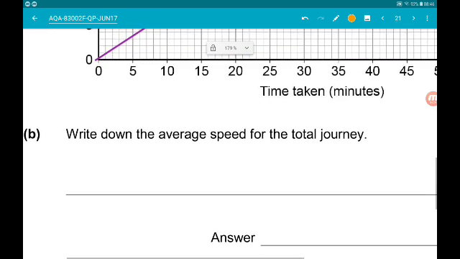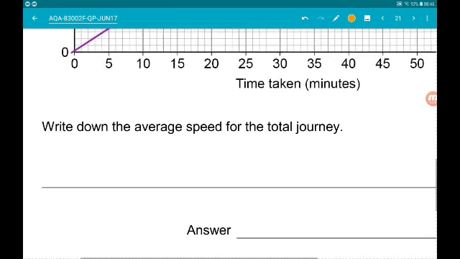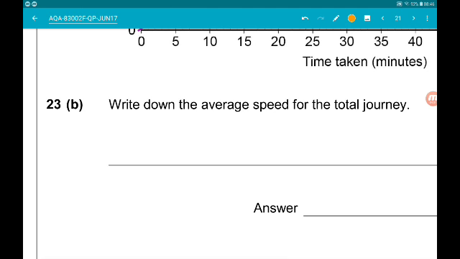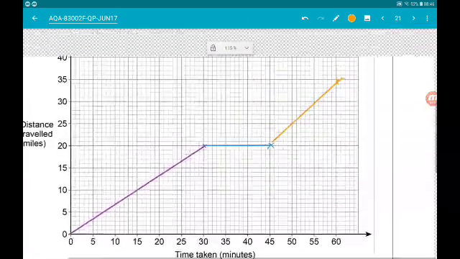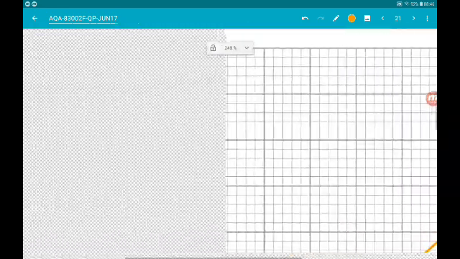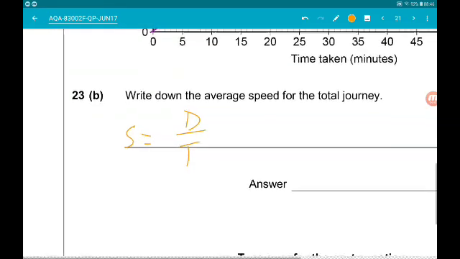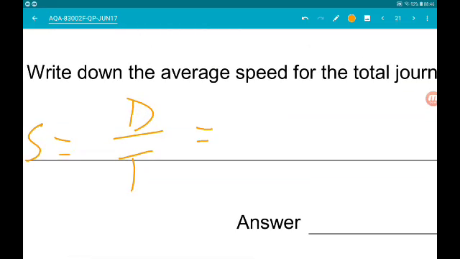Okay, then part B wants us to write down the average speed for her journey. So speed is distance over time. The total distance she has gone is 35 miles over 1 hour. So she's gone 35 miles per hour. Cool.